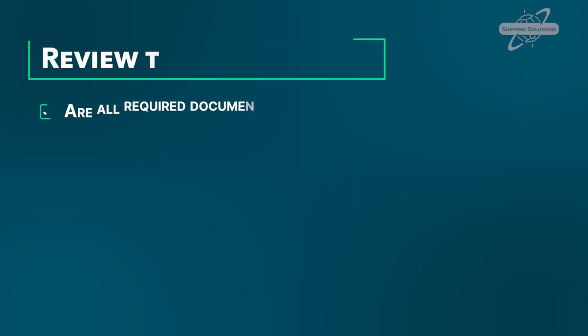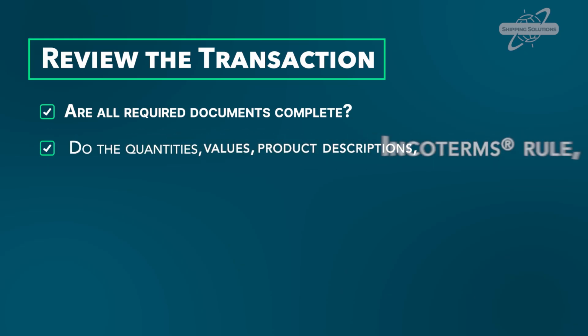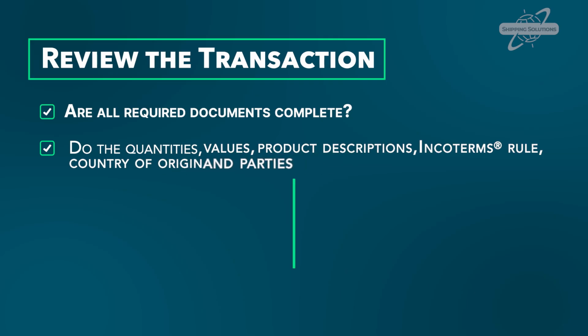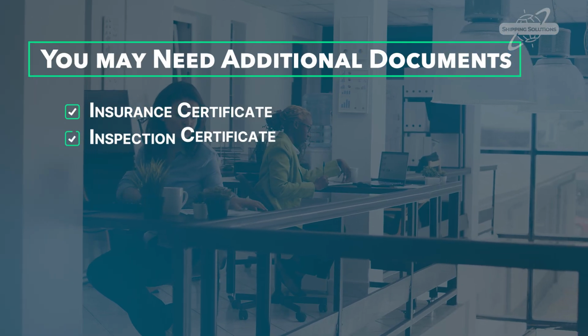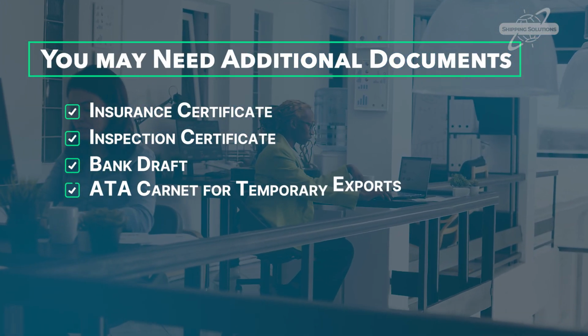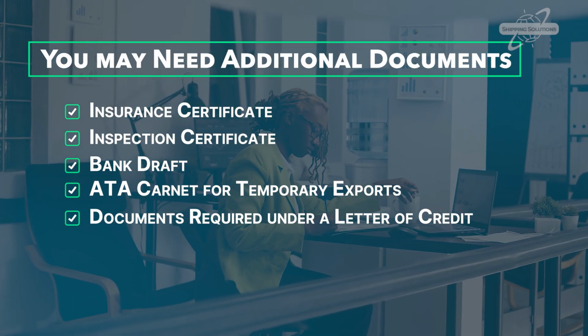Before the shipment leaves, review the transaction one more time. Are all required documents complete? Do the quantities, values, product descriptions, Incoterms rule, country of origin, and parties match across every single form? Depending on the transaction, you may also need additional documents, such as an insurance certificate, inspection certificate, bank draft, ATA carnet for temporary exports, or documents required under a letter of credit. Once the documents are complete, accurate, and consistent, and the compliance steps have been completed, you can ship the goods.